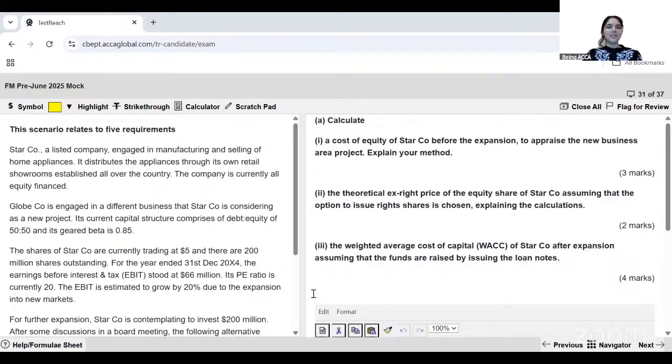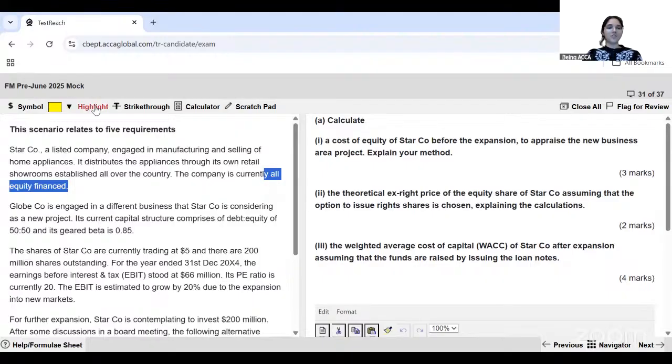So let's read the scenario. Star Company, a listed entity, is engaged in manufacturing and selling of home appliances. It distributes the appliances through its own retail showrooms established all over the country. The company is currently all equity financed.